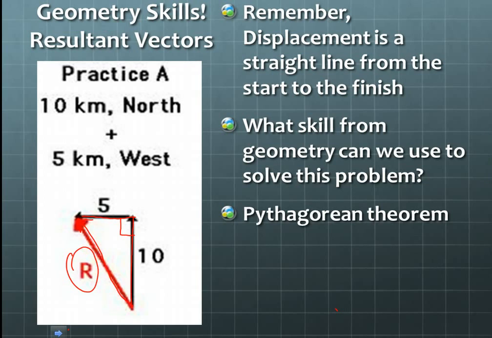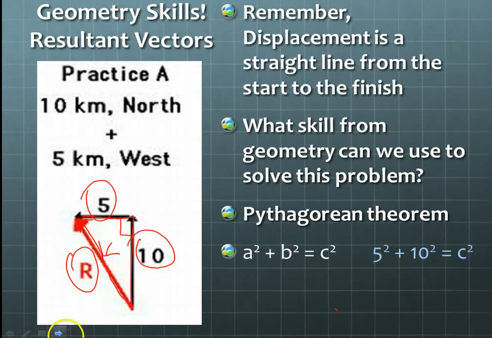Okay. So if you remember the Pythagorean theorem, this is what it looks like. A squared plus b squared equals c squared. And if you remember, a squared and b squared cannot be the ones across. It can't be that one, but it can be either one of these. It doesn't matter what order you put them in. So I'm just going to call this A and this B. So I'm going to say 5 squared plus 10 squared equals c squared.